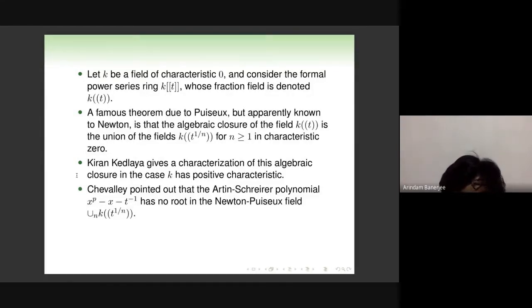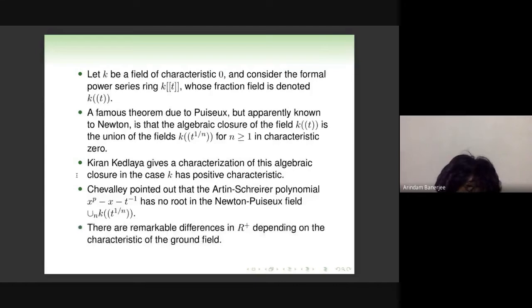Actually, Chevalley pointed out that the so-called Artin-Schreier polynomial x to the power p minus x minus t inverse has no root in the Newton-Puiseux field, this union of these things, in characteristic p. So basically, in characteristic p, this is not the algebraic closure of this Laurent series field. And so there are remarkable differences in the structure of R plus, depending on the characteristic of the ground field. Any question on this slide?